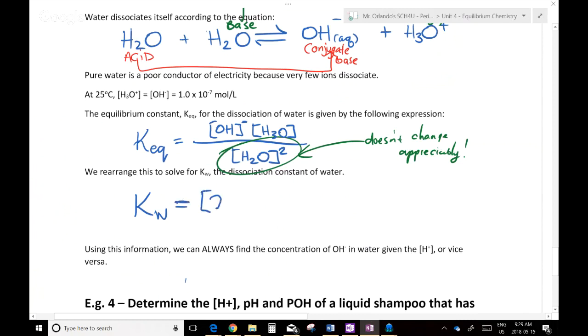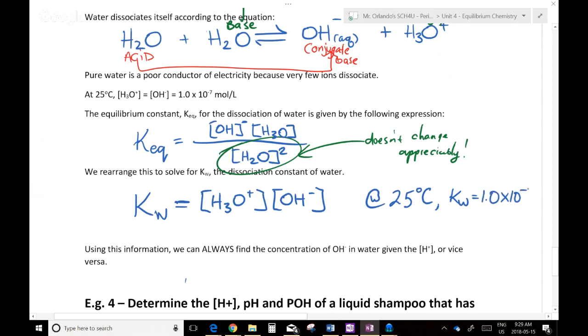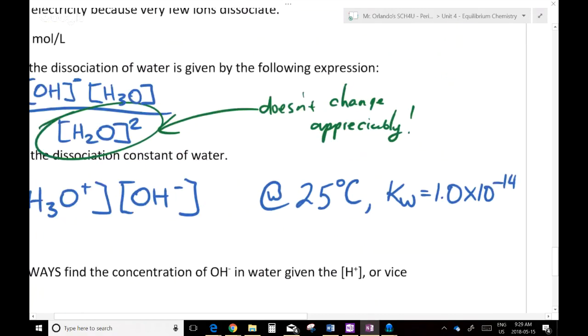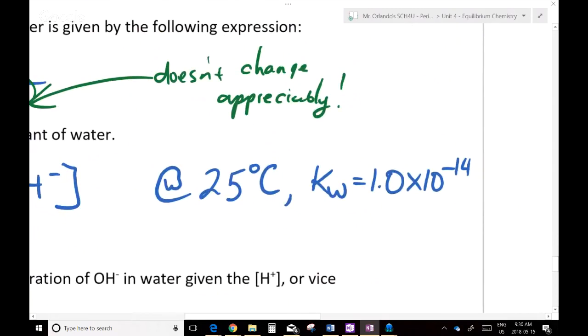And it's just the concentration of, and we wrote it OH first, but usually you see it written this way. And at 25 degrees Celsius, Kw is equal to 1.0 times 10 to the negative 14. Hey, how many steps on the pH scale? 14. Think that's a coincidence?